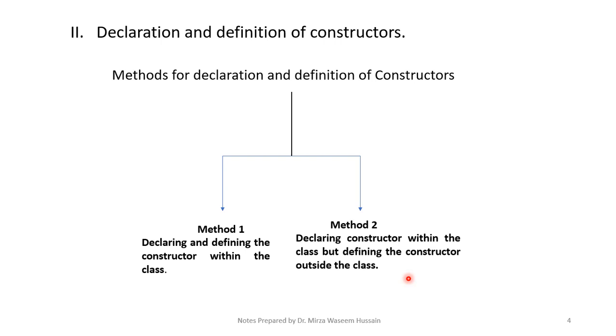Now the question comes, how can we declare and define constructors? There are two methods: either we can declare and define it within the class or outside the class. Method 1: we declare and define the constructor within the class. Method 2: declaring the constructor within the class but defining the constructor outside the class. Let's make it clear by an example.